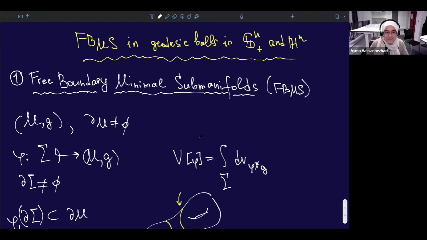So it's a pleasure to have Vladimir Medvedev with us today. So we will talk about free boundary minimal surfaces in geodesic ball in hemisphere and HN.